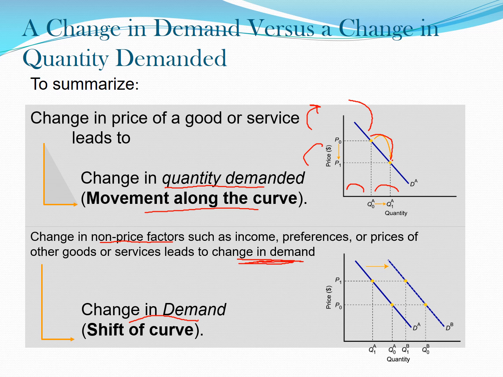So, if you draw a diagram, it is a shift, rightward or leftward. So, Q increases or drops. The price remains constant here. So just ignore this one. Okay, from here to here and from here to here.